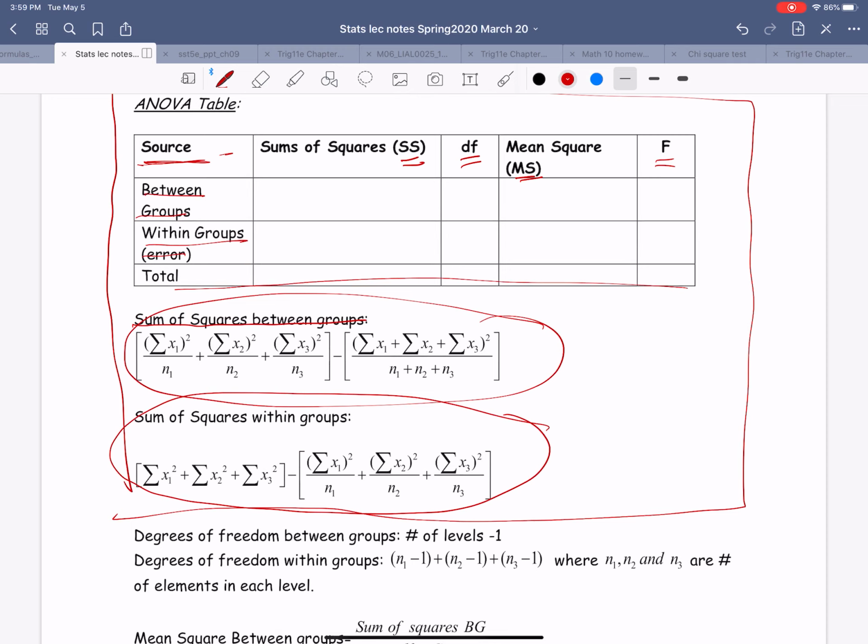To find degrees of freedom between groups, the number of levels minus 1. So between groups, it's number of levels minus 1. To find the degrees of freedom within groups, it's the size of the first sample minus 1 plus the size of the second sample minus 1 plus the size of the third sample minus 1. These are the sample sizes in each level.